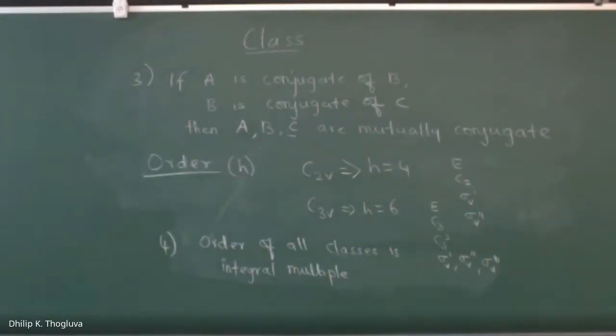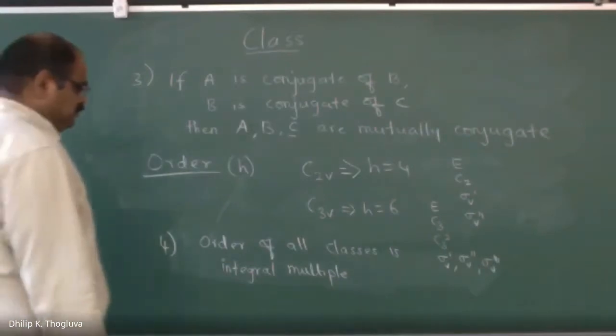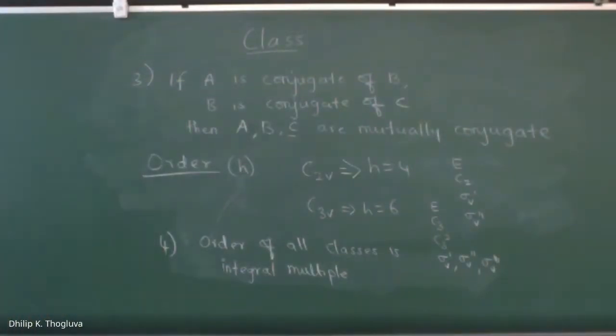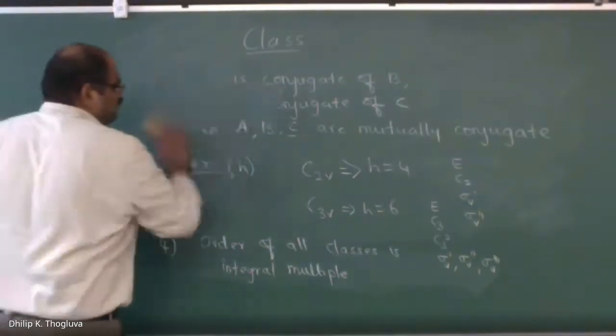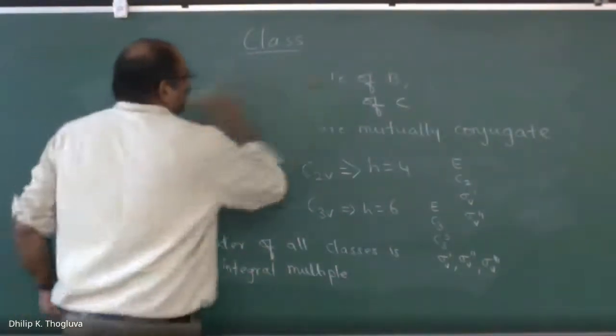The order of all classes will be an integral multiple, I mean an integral factor, of the order. Okay, so it's something like this. We'll see some examples of how it is valid. Okay, so I'll just take an example.